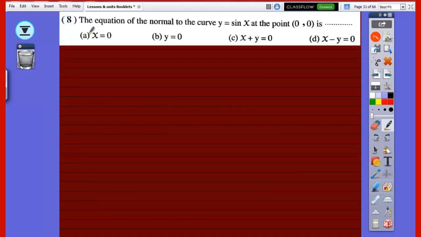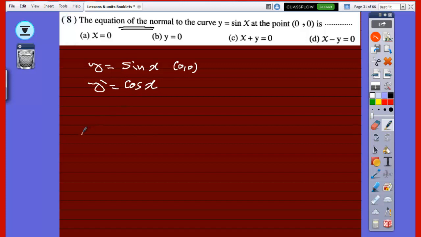Next question. The equation of the normal to the curve y = sin x at the point (0, 0) is, here the required is to find the equation of the normal. So first we want to calculate the slope of the normal. Before that we calculate the slope of the tangent. So the slope of the tangent, denoted by the symbol y', equals cosine x.